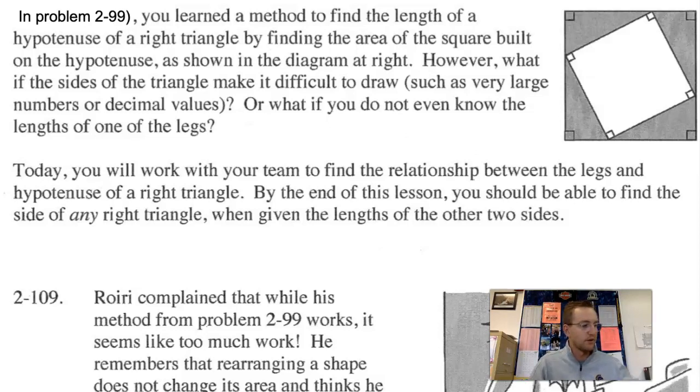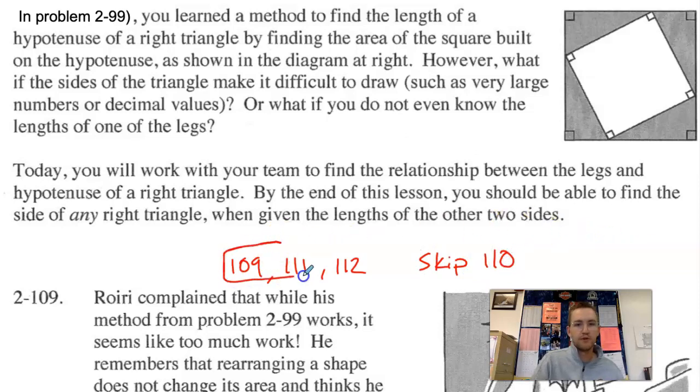And what I want you to do is work through those 3 problems with your tables. Again, it is 109, 111, and then 112. We're going to skip 110 for today. So just do these 3 with your tables. We'll go over those in the video in just a second. You've got about 10 minutes to get those 3 questions done. Then we'll go over them in the video here.